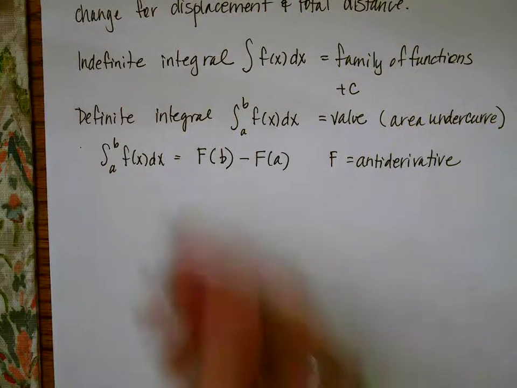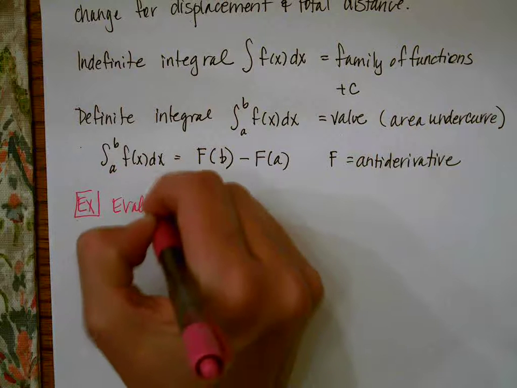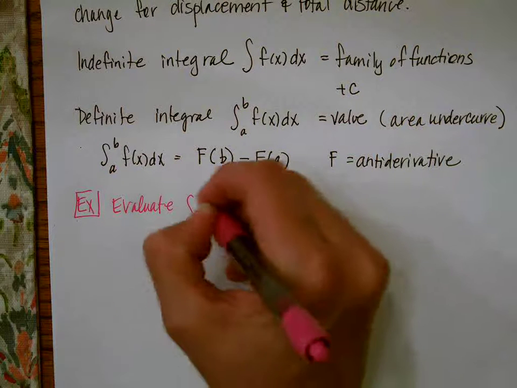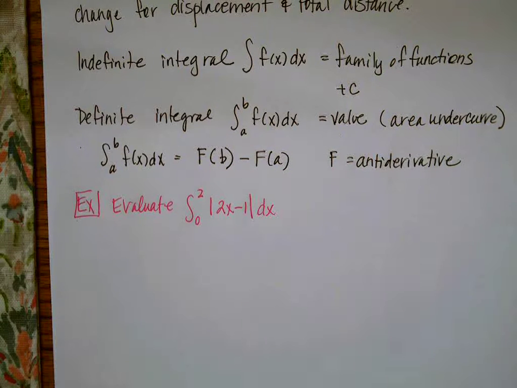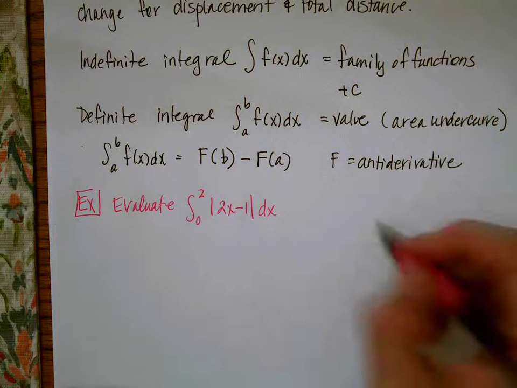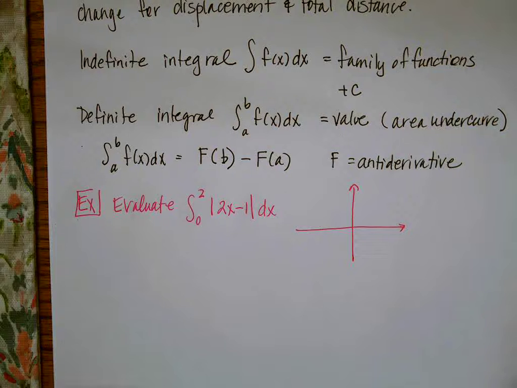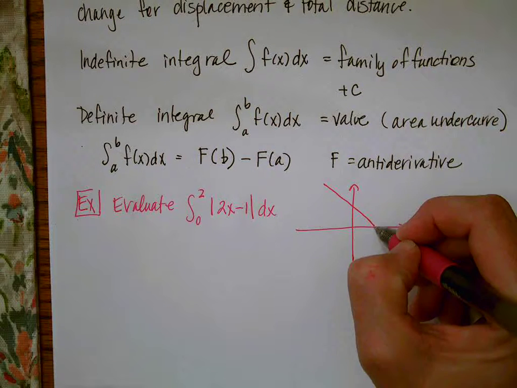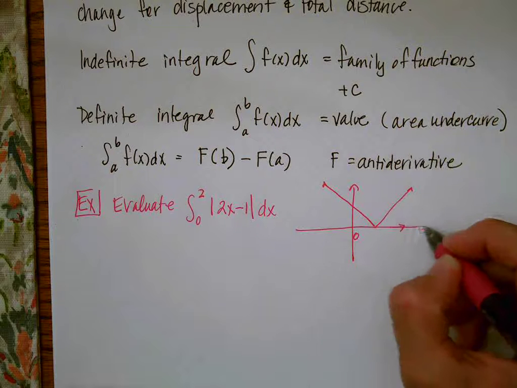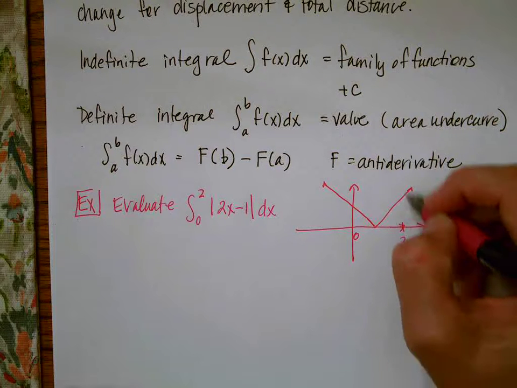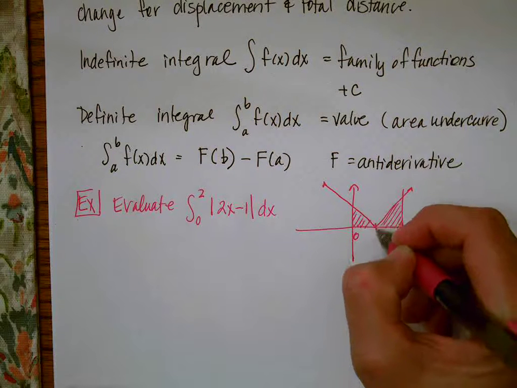Okay. So I'm going to give you a curve. We're going to evaluate the integral from 0 to 2, absolute value 2x minus 1 dx. And it's always a good idea to look at the graph because it gives you specific information. So if I graph my little absolute value guy, he would look like this. And if I'm going to integrate from 0 to 2, then I'm going to have this area under the curve and this area under the curve.